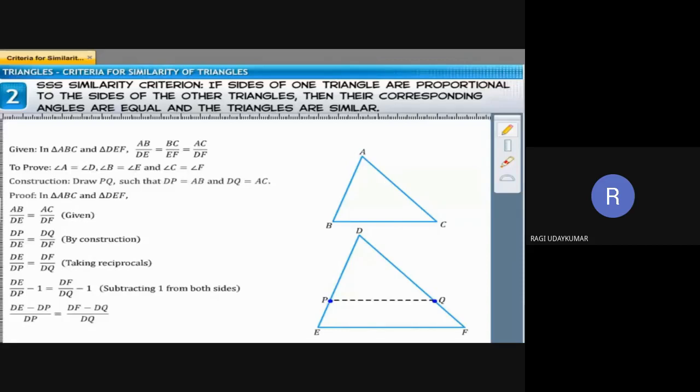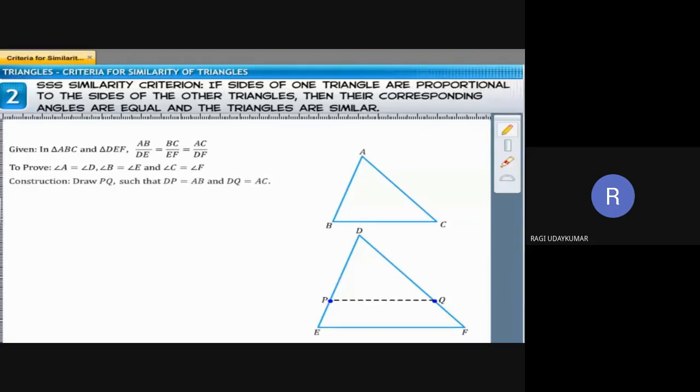Can you hear me? Taking reciprocals, DE by DP, and subtracting 1, we get DE minus DP by DP, which is PE by DP. Taking reciprocals again, we get DP by PE equal to DQ by QF. So by the converse of the basic proportionality theorem, PQ is parallel to EF.